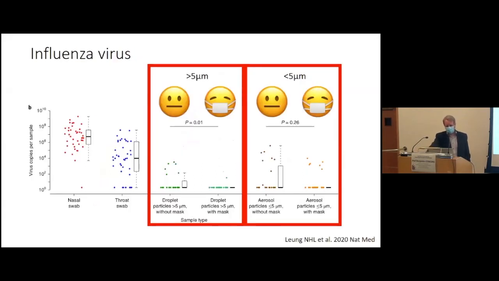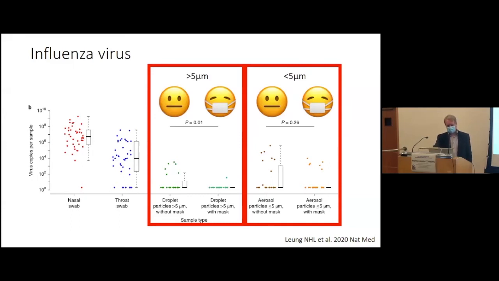We did a study in Hong Kong a few years ago, not very recently, on how well face masks can block larger droplets and also aerosols. And the results are kind of interesting. I'm going to have a few slides like this. On the left is the virus we picked up in the nasal swab. In the blue is the throat swab. And then in the first red box is the large droplets without a mask and with a mask on the patient. And then the right-hand side is the aerosols. The final box on the right side is the aerosols in patients without a mask or with a mask.